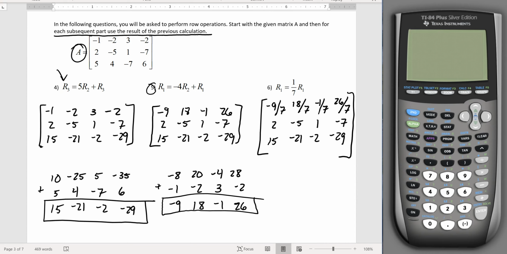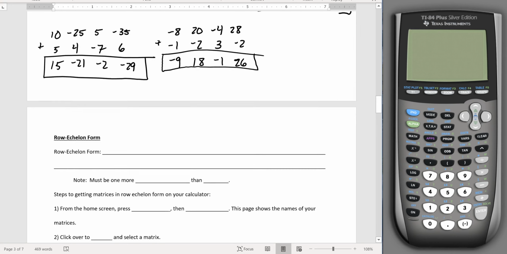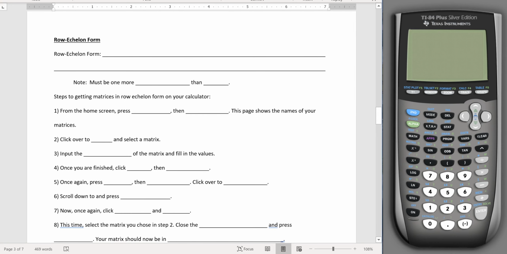The reason that row operations become a thing in matrices is because it's elimination of the system of equations, right? Think about when you do elimination, you multiply an equation times a constant and then add it to the other equation to eliminate a variable. That's what we can do. However, instead of us doing it by hand, the calculator can totally do that for us. And that's when row echelon form comes in.